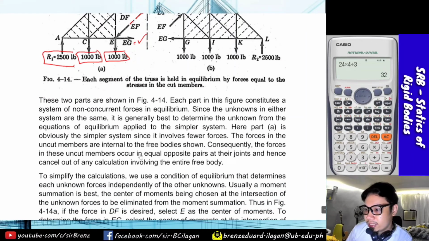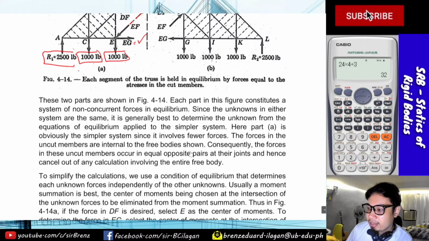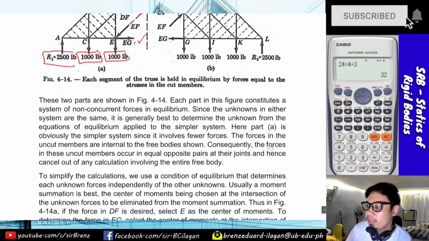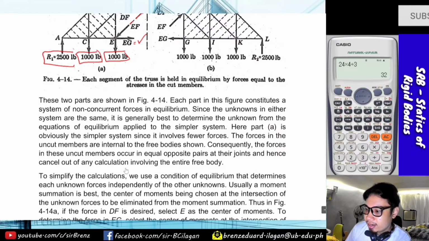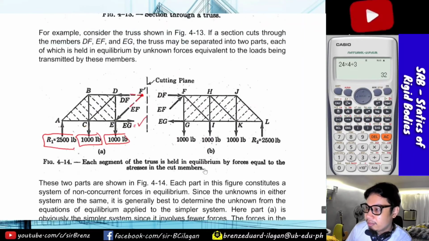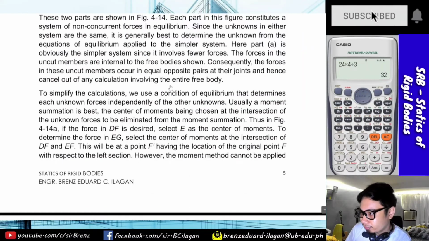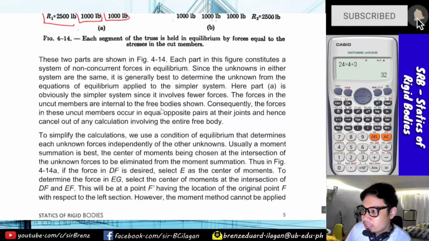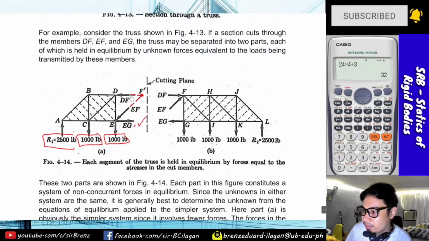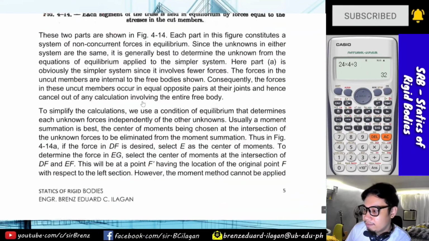Okay, so the forces in the uncut members are internal to the force free body shown. Consequently, the forces in these uncut members occur in equal opposite pairs at their joint and hence cancel out of any calculation involving the entire free body. So, ayun nga, sinabi naman dyan na dapat equal opposite pair. So, kung ito is compression, dapat dito compression din para makakancel out lang din siya.